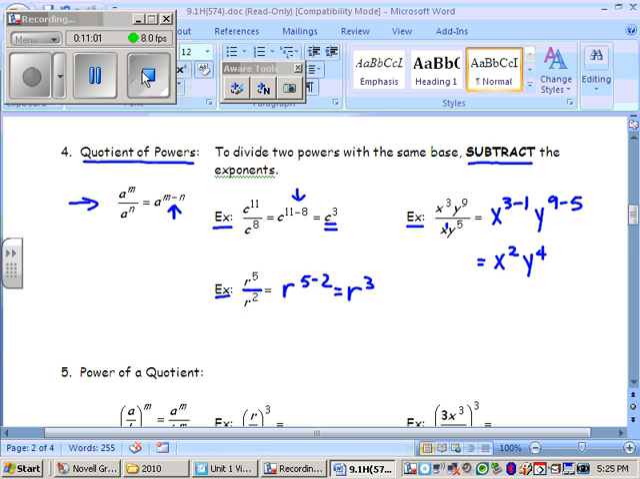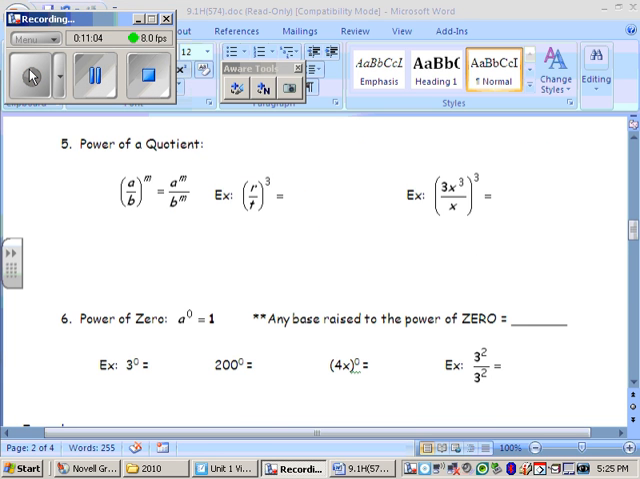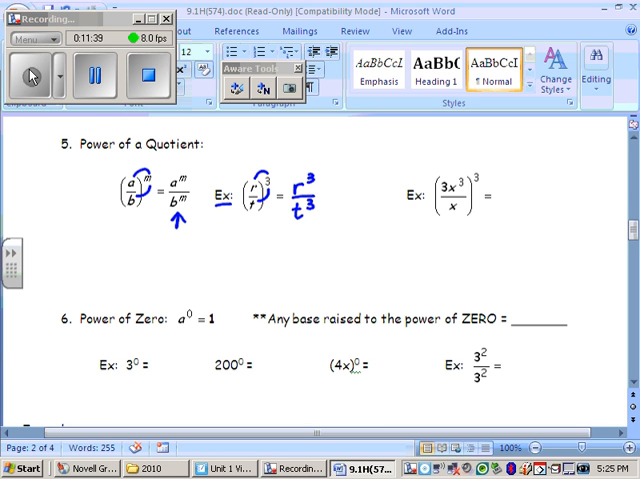We will next take a look at the power of a quotient. In power of a quotient, you will have a fraction in parentheses and an exponent outside. Similar to a previous property, we will distribute the m to each base in the parentheses, in this case to the numerator as well as the denominator. So notice both the a and the b now have an exponent of m. So in this example, we want to give the 3 to the r and to the t. So it will be r cubed over t cubed.